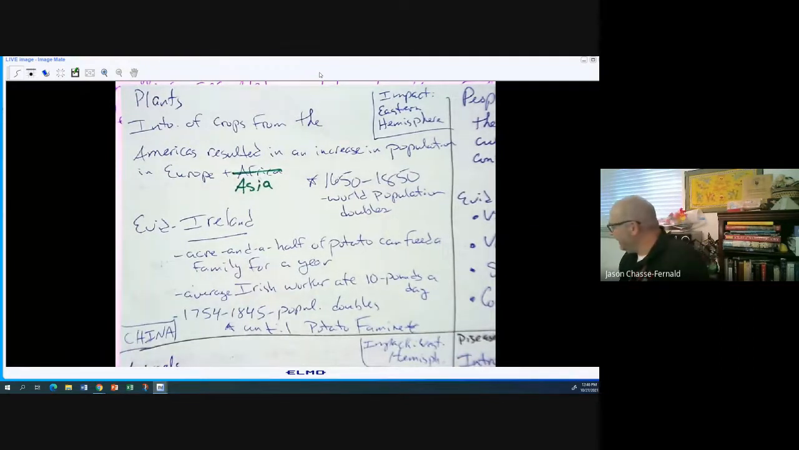Not Africa, because of population issues. There are demographic things going on in Africa. While Asia and Europe's populations are increasing following the Columbian exchange, Africa's population will stagnate because of a depopulation event taking place there, the Atlantic slave trade.